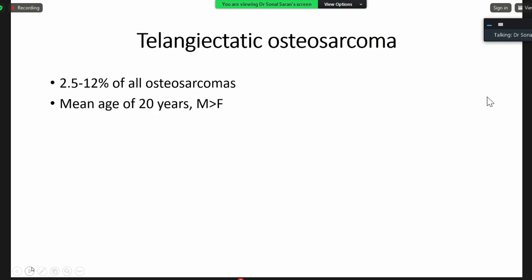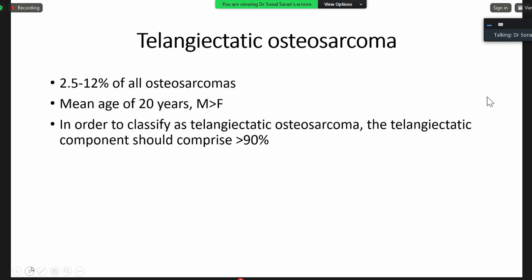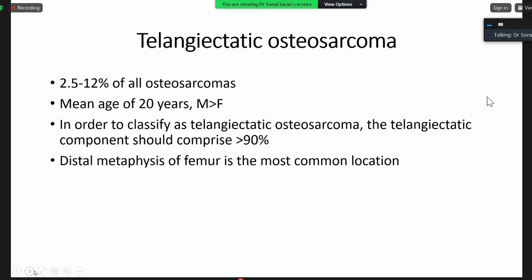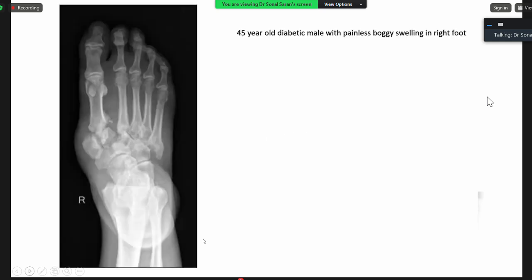It is often seen around 20 years of age. Males are more commonly affected. And in telangiectatic osteosarcoma, the cystic component comprises more than 90%, and the distal metaphysis of the femur is the most common location. Next case. So this is a case of a 45-year-old diabetic male with painless bogey swelling in the right foot.